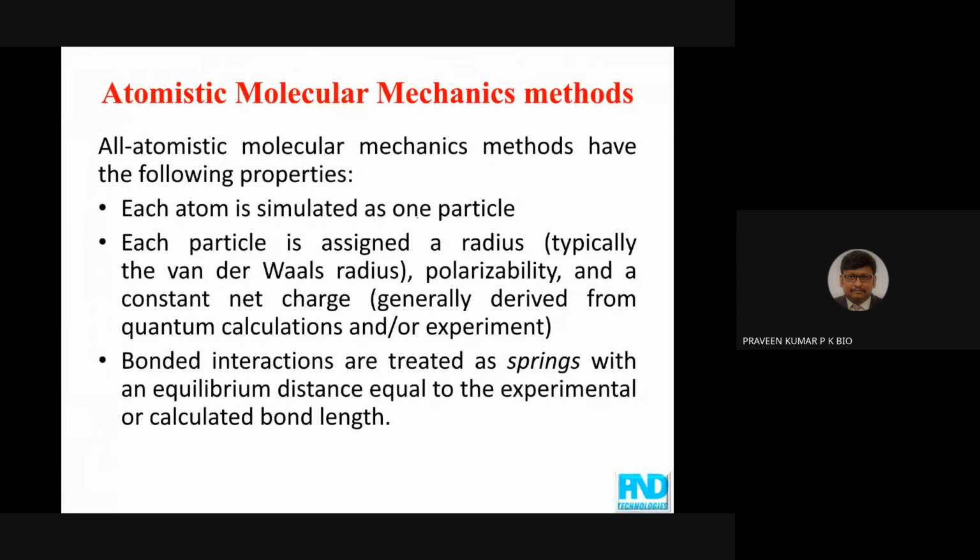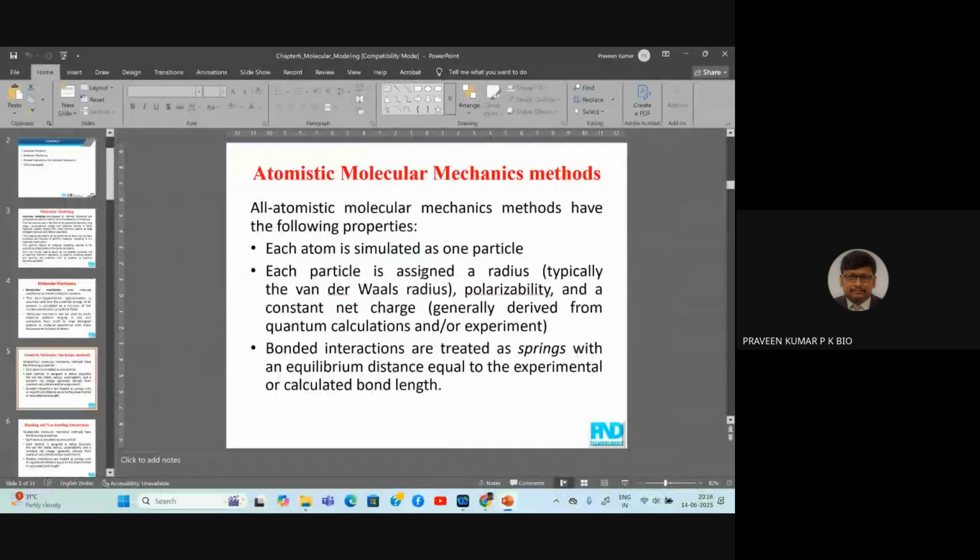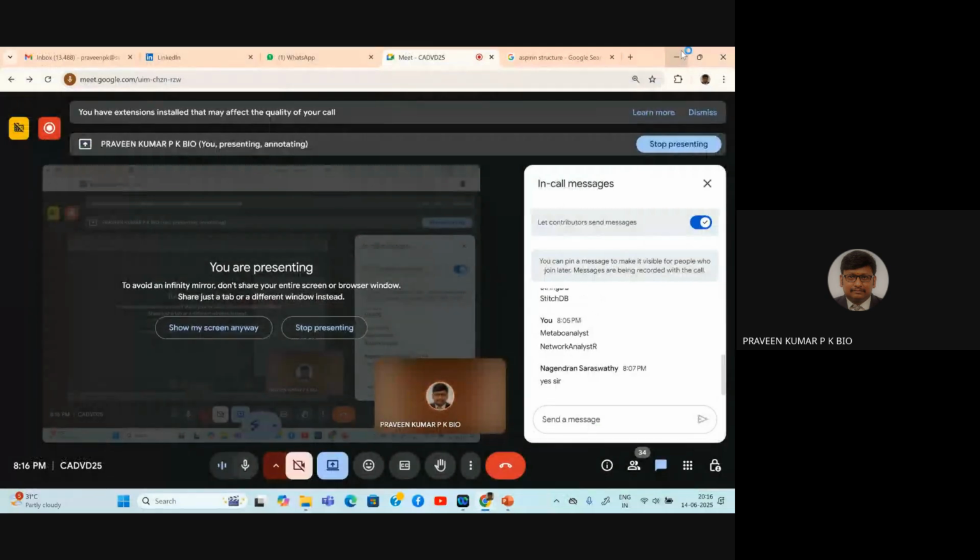In atomistic molecular mechanics, each atom is simulated as one particle. This is an assumption we will be making before starting the molecular mechanics. You remember, if I want to open and show you the 3D structure of a protein molecule, I suggested you install a visualizer. How do you visualize the 3D structure of a chemical compound, a drug? Tell me the visualizer name with which we can visualize a drug or chemical compound.